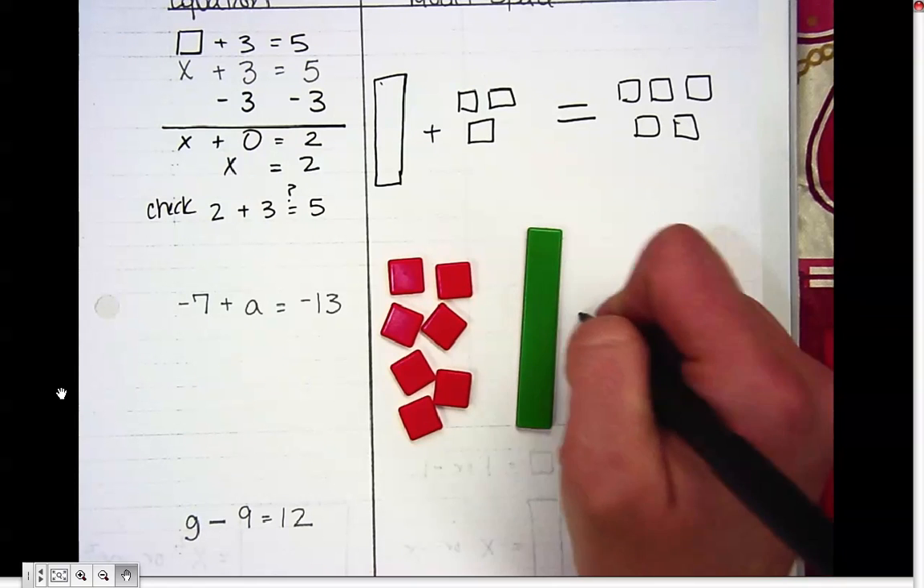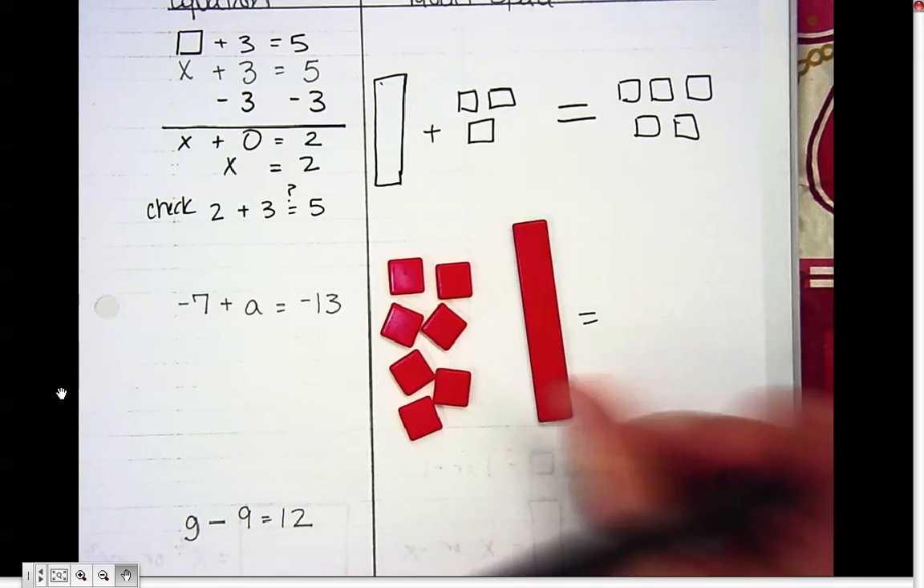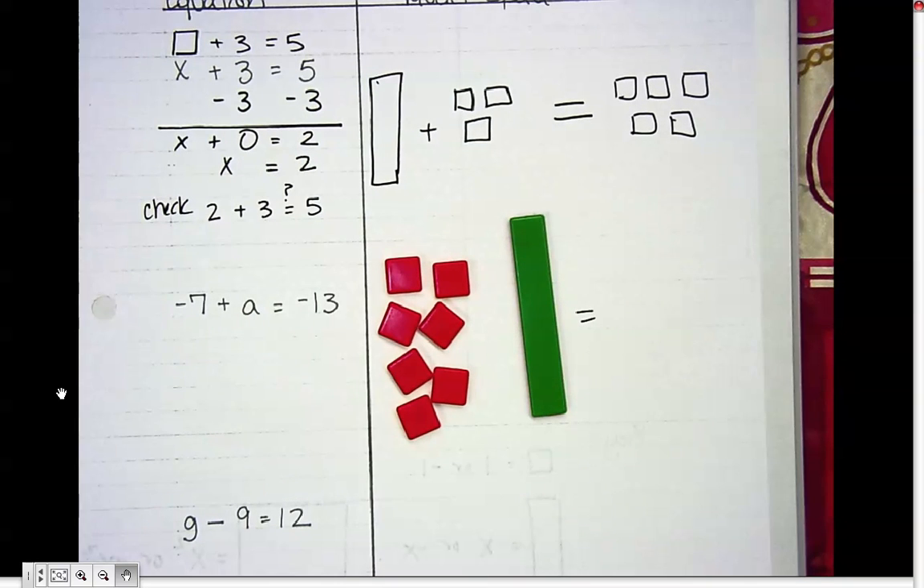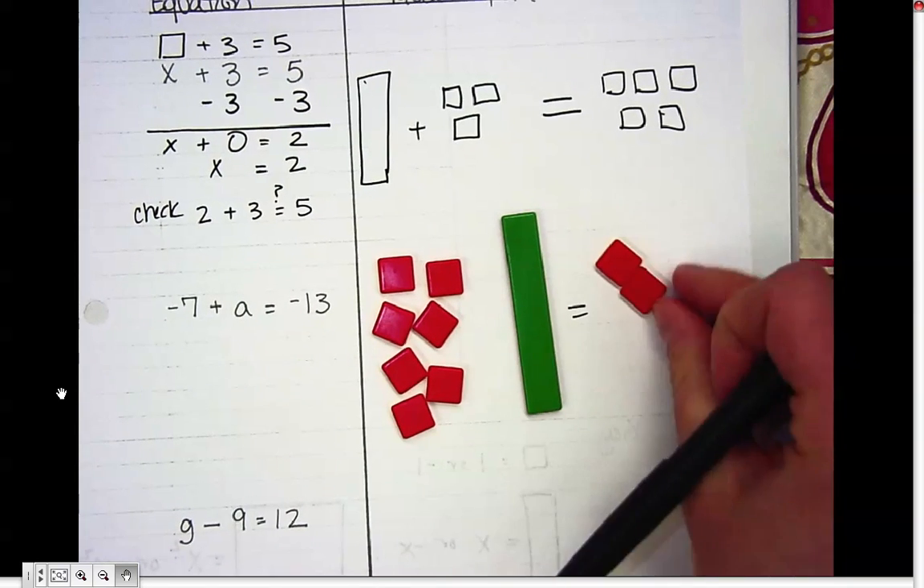So it doesn't matter which side you use. If you definitely know it's negative, then you can use your red side. If you're unsure, you can use either side. And then on the other side here, I'm going to put 13 reds.